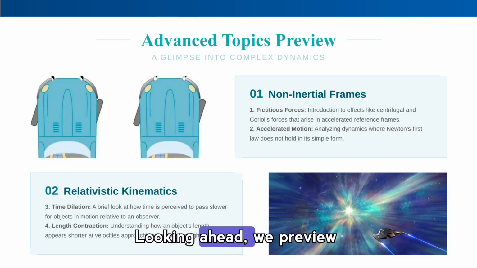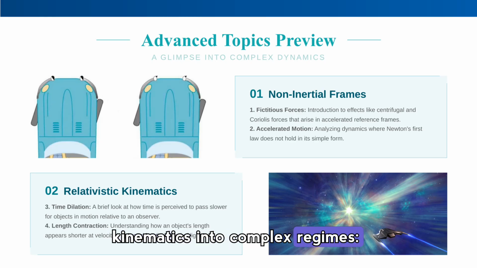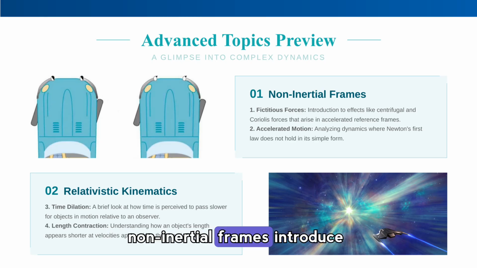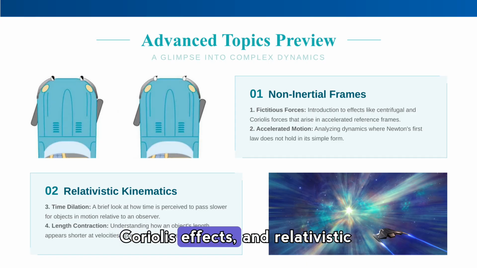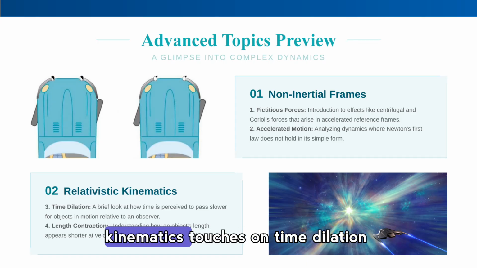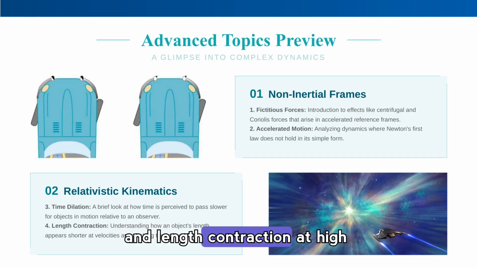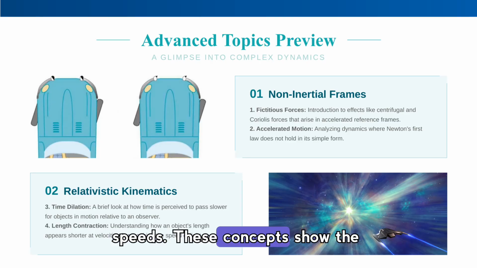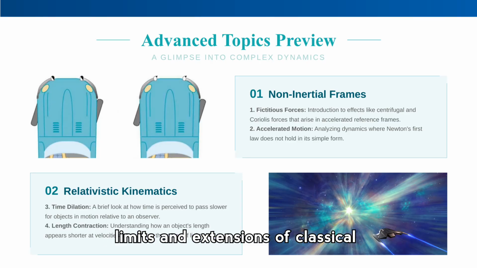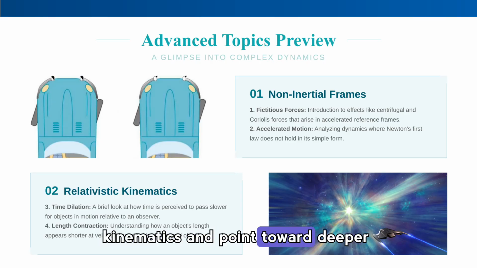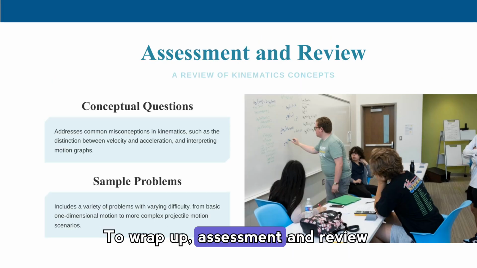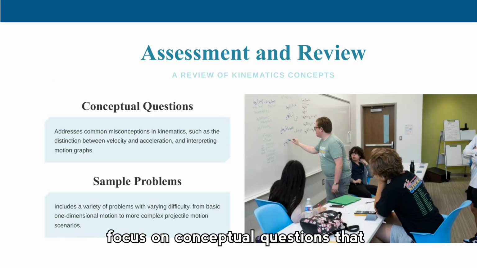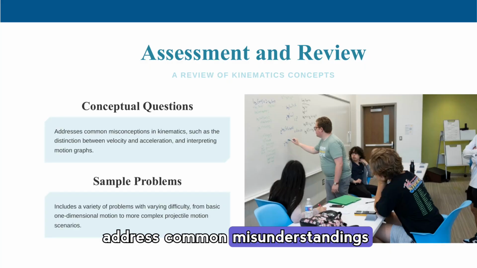Looking ahead, we preview advanced topics that extend kinematics into complex regimes. Non-inertial frames introduce fictitious forces like centrifugal and Coriolis effects, and relativistic kinematics touches on time dilation and length contraction at high speeds. These concepts show the limits and extensions of classical kinematics and point toward deeper studies in dynamics and modern physics.